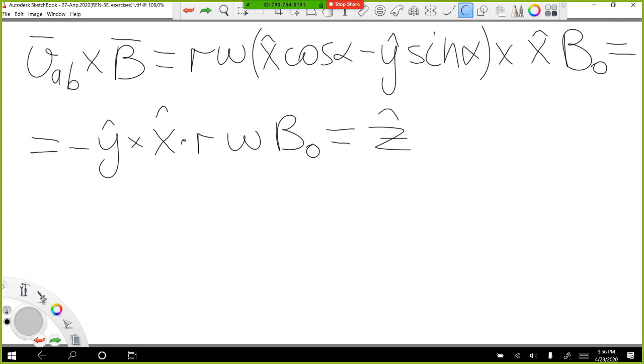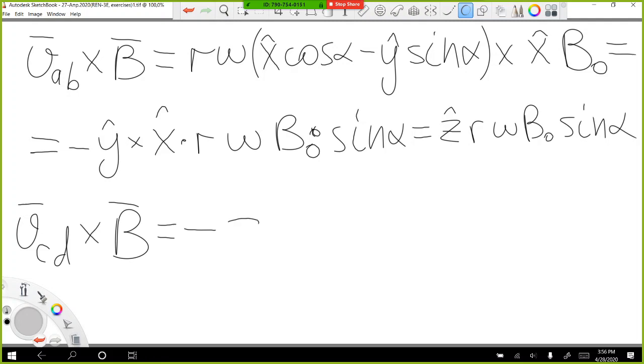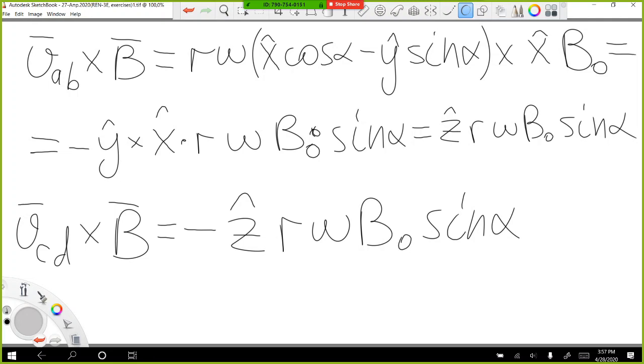Sorry, we forgot about sine alpha, multiplied by sine alpha, and it is equal to z r omega B0 sine alpha. Similarly, the cross product of V_CD cross B equals minus z r omega B0 sine alpha.